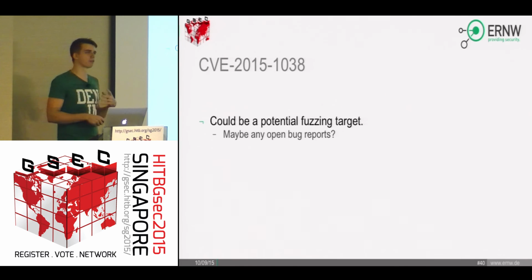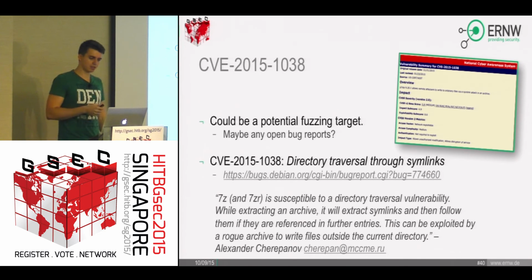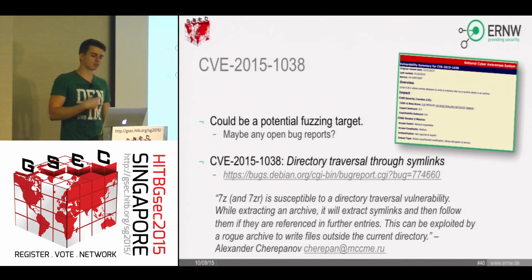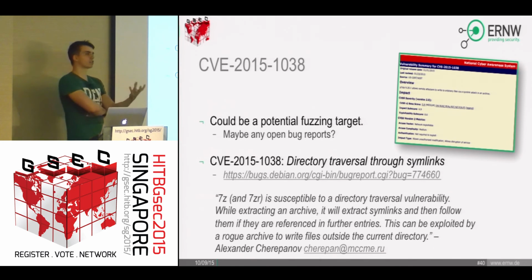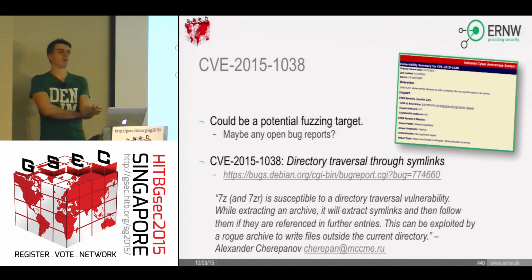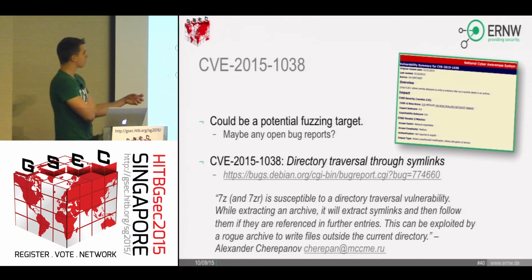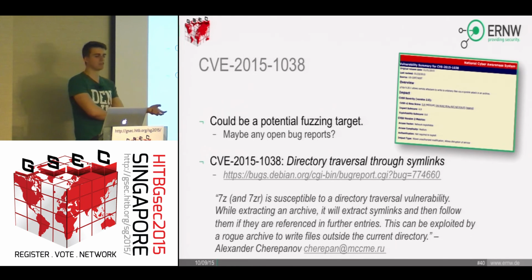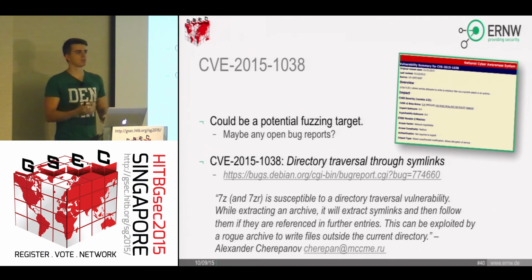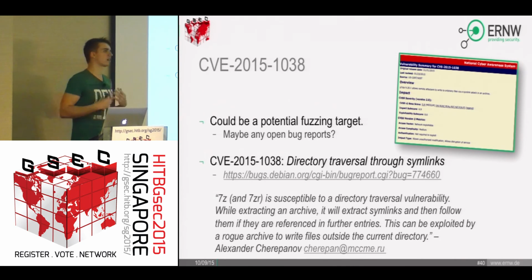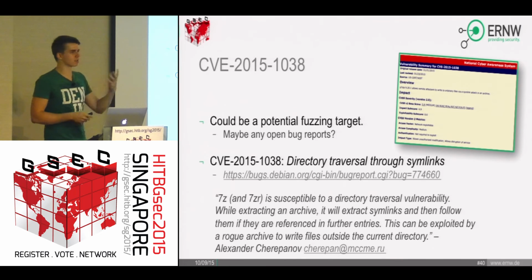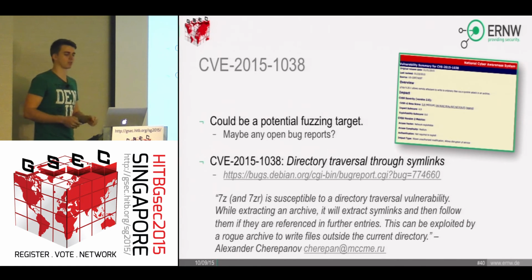Maybe let's first look for open bug reports. And interestingly, a guy named Alexander Cherepanov reported a vulnerability that allows you to perform a directory traversal by embedding a symbolic link inside a zip or 7zip file. So when 7zip extracts the archive, it will follow the symlink, which means you can extract data into arbitrary directories on the file system. So you have a directory traversal and you can create arbitrary files.